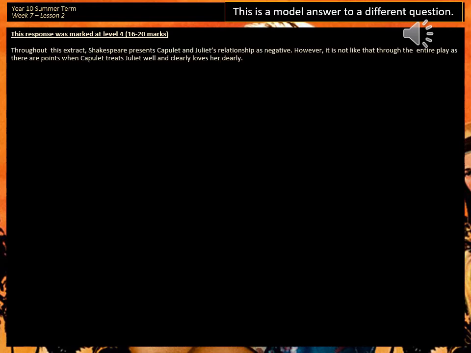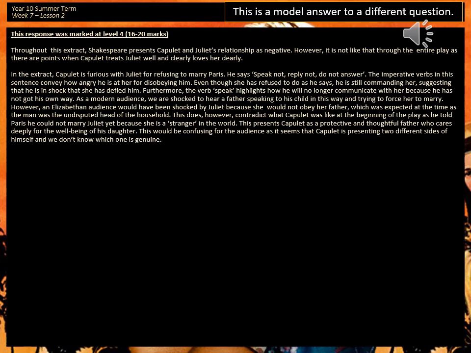Throughout this extract, Shakespeare presents Capulet and Juliet's relationship as negative. However, it is not like that throughout the entire play, as there are points when Capulet treats Juliet well and clearly loves her dearly. In this extract, Capulet is furious with Juliet for refusing to marry Paris. He says, "Speak not, reply not, do not answer." The imperative verbs in this sentence convey how angry he is at her for disobeying him. Even though she has refused to do as he says, he is still commanding her, suggesting that he is in shock that she has defied him.